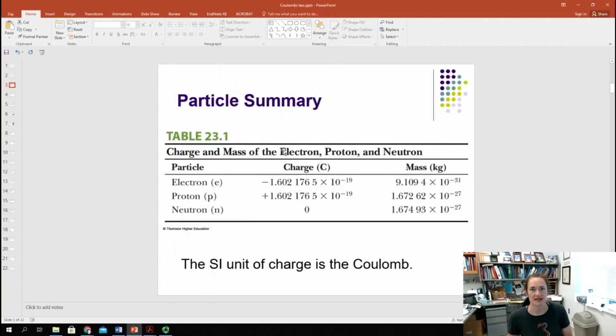Now, the Coulomb is the SI unit of charge, but 1 Coulomb is a ridiculously large amount of charge, okay? The charge on one proton, for example, is 1.602 times 10 to the minus 19 coulombs. So you can imagine that 1 coulomb of charge is a heck of a lot of protons. Now, the magnitudes of the charge on both the electron and the proton are the same, 1.602 times 10 to the minus 19 coulombs. But the electron has a negative amount of that charge, and the proton has a positive amount of that charge. And as I already said, neutrons are neutrally charged, so they have a net charge of 0.